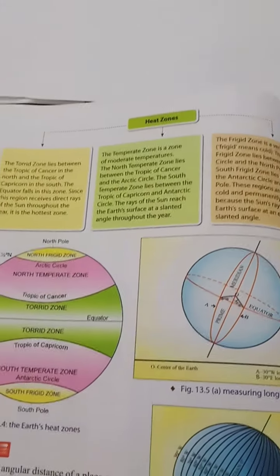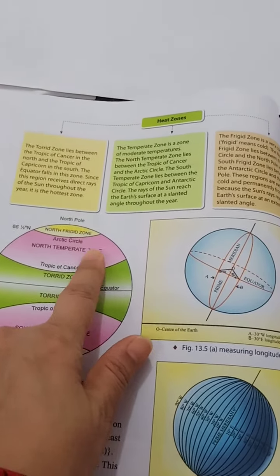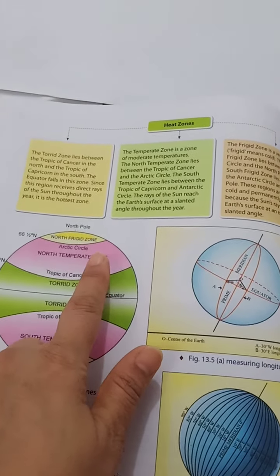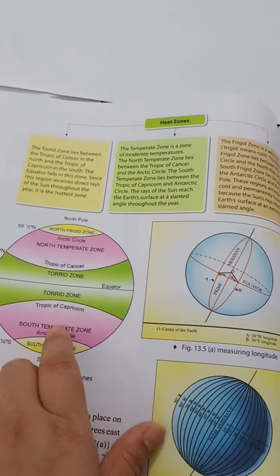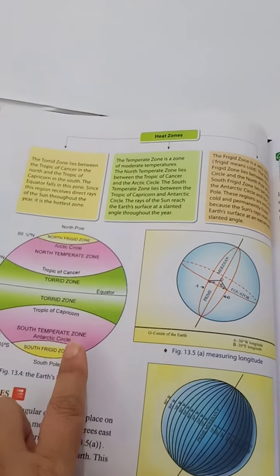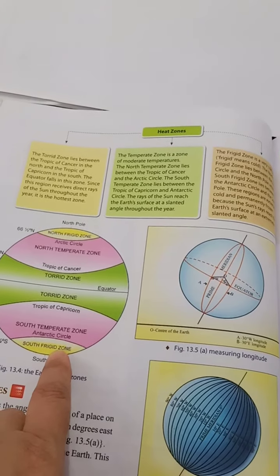So the full earth is divided into three heat zones. Near the equator is the torrid zone. On both sides after the torrid zone are the north temperate zone and south temperate zone. And near the poles, on both sides, are the north frigid zone and south frigid zone.